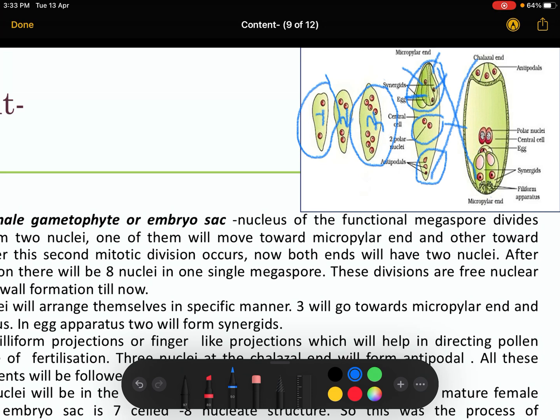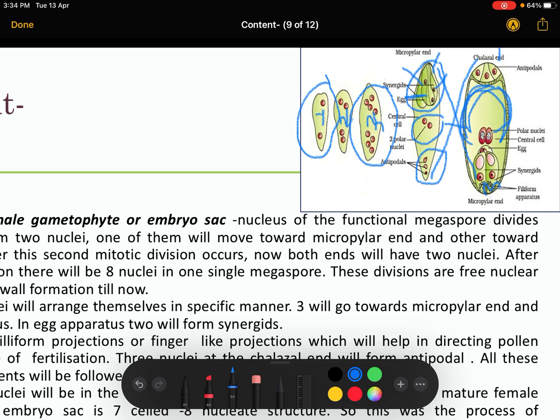Orientation is reverse. Here you see the micropylar end, synergids with these finger-like projections, one egg cell in between the synergids, 2 polar nuclei, and this is the central cell. 3 cells are towards the chalazal end, 3 cells are towards the micropylar end. So, the one big remaining cell will be called the central cell, and this central cell will have 2 nuclei called polar nuclei, which will fuse at the time of fertilization.